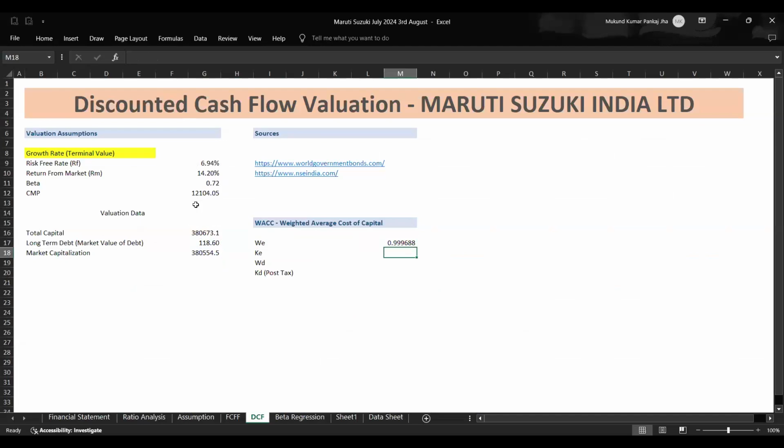We need cost of equity. For cost of equity, we will calculate it using CAPM, the capital asset pricing model. For that, we need the risk-free rate. The formula for cost of equity through CAPM is RF plus (RM minus RF) into beta.